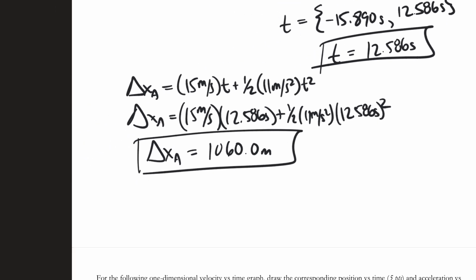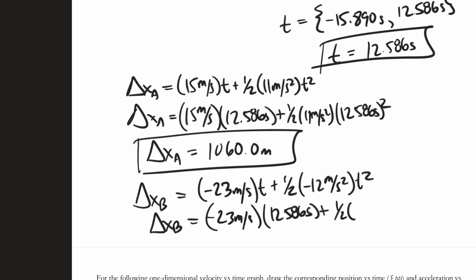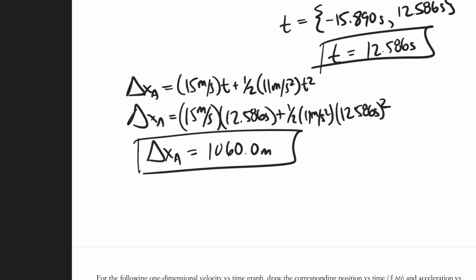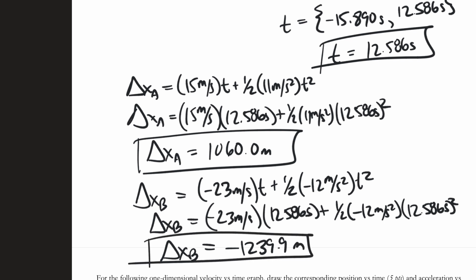And then we'll do the same thing for B. Looks like I have to work below here because I ran out of space. So delta xB is negative 23 meters per second times t plus 1/2 of negative 12 meters per second squared times t squared. So delta xB equals negative 23 meters per second times 12.586 seconds plus 1/2 of negative 12 meters per second squared times 12.586 seconds squared. Delta xB equals negative 1239.9 meters. So we have to feel pretty good about that, because clearly one car went forward 1060, the other one has to come back 1240.